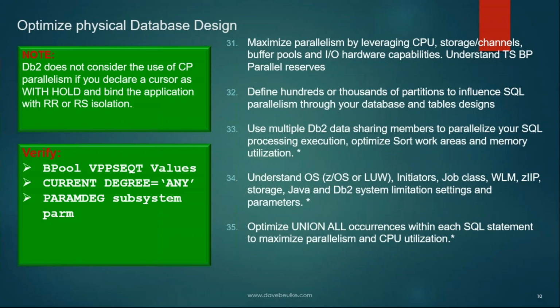The other aspect is when you're doing performance for large databases, every little thing adds up. When you have 1 billion rows, 1 in a million happens an awful lot. So you have to maximize all your performance and maximize the parallelism within your CPU, your storage channels, your buffer pools, your I/O hardware, and understand all your table space parallel information.